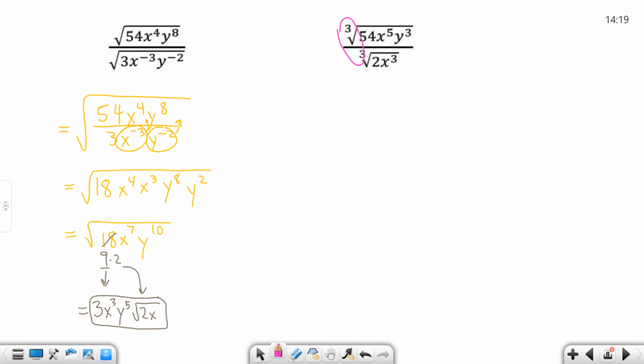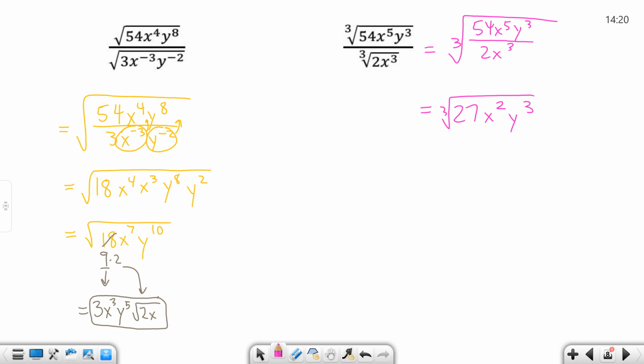These are both cube roots, so therefore I can divide them under one cube root. So 54x to the 5th, y to the 3rd over 2x cubed. 54 over 2 is 27. X to the 5th over x cubed is x squared. And then y to the 3rd. And this is all under the cube root.